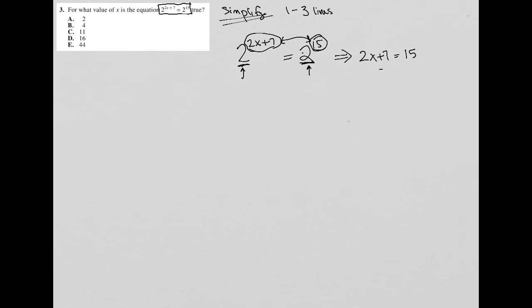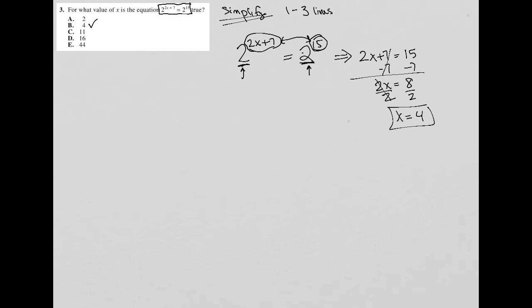So now it's just algebra, right? So I subtract 7 from both sides. I end up with 2x equals 8. I divide both sides by 2. And I have x equals 4. So there would be my solution, and we see that's choice B.